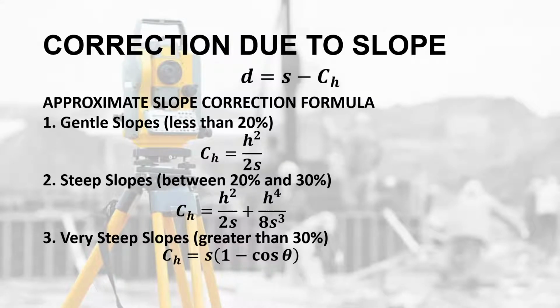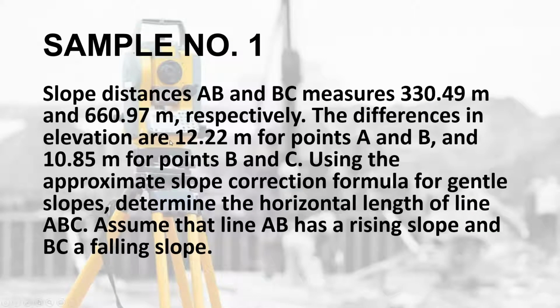Let's see some sample problems. Sample number 1: slope distances AB and BC measure 340.49 and 660.97 meters respectively. The differences in elevation are 12.22 meters for points A and B and 10.85 meters for points B and C. Using the approximate slope correction formula for gentle slopes, determine the horizontal length of line ABC. Assume that line AB has a rising slope and BC a falling slope.